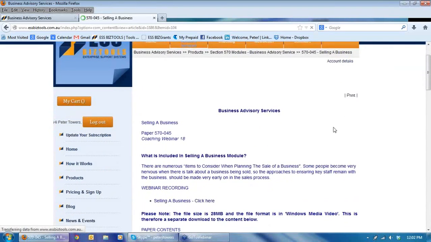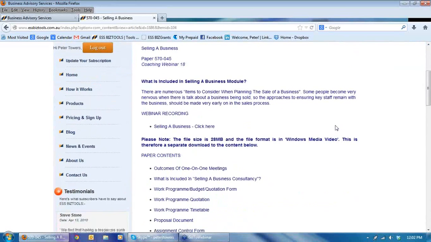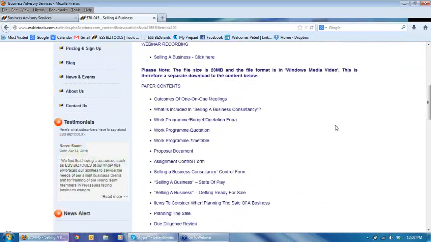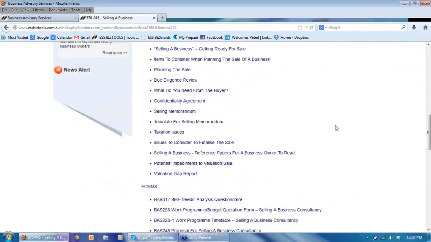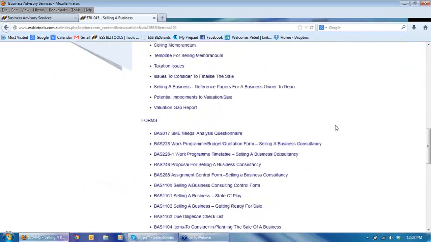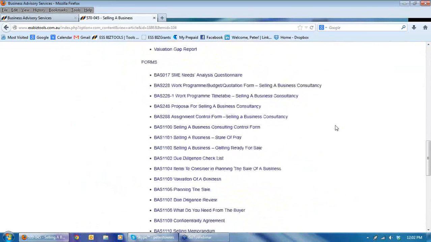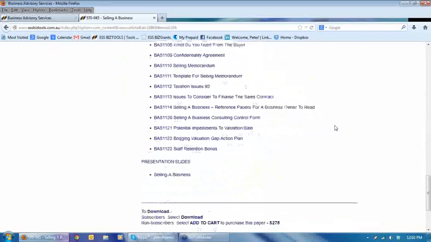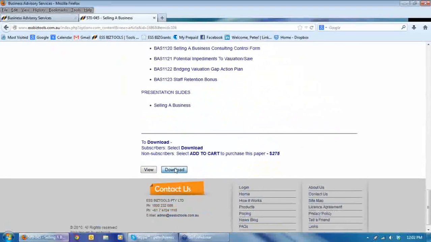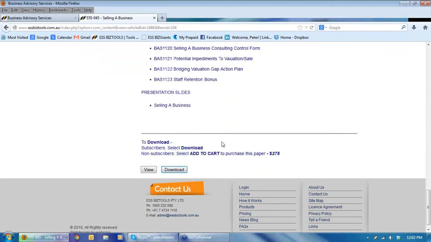So when you go to the website, we have an executive summary, which is listing what's included in this particular paper, which is the paper which would guide an accountancy firm to give a series of advice to a client considering selling their business. And we're going to have a look at all this material in more detail in a moment. So we'll download it. We're going to download it in Word format. It does just take a couple of minutes, and once we've done that, we'll be able to work through the material.